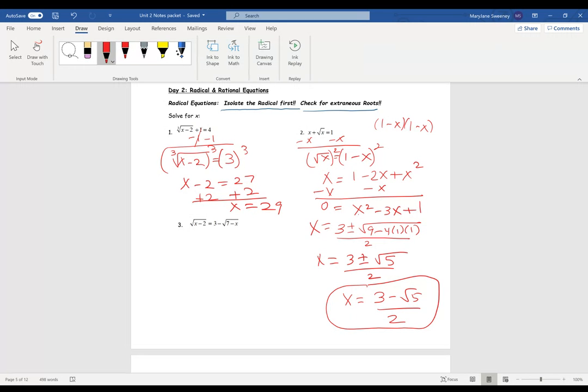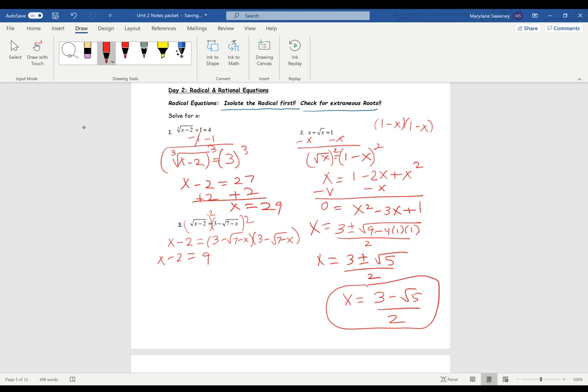Now, the next one, there's a radical on both sides. You can't move something and then have the radicals completely off of one side. So what we have to do is square both sides, because if I square both sides, it's going to get rid of the radical on the left-hand side. The radical on the right-hand side is going to stay. We're going to have to FOIL first.